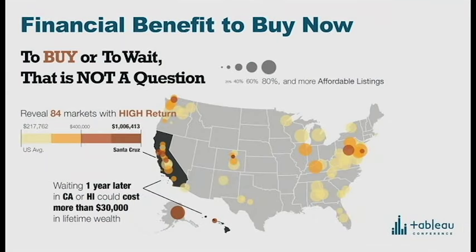You've already seen these infographics before, and this is a typical infographic example that we usually generate from Tableau. In this example, it tries to reveal 84 markets with high financial return if you buy a home right now. You can see a nice and clean United States map, and on top of that, we have circles with different sizes and colors to show those 84 markets with high financial returns. You might be wondering, how do we do this in Tableau?